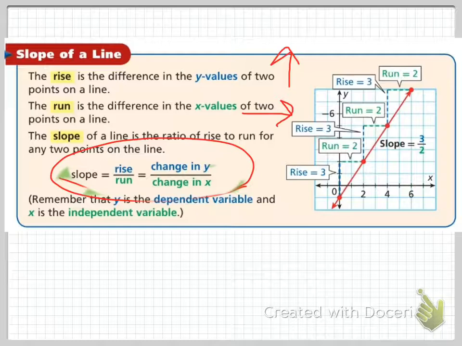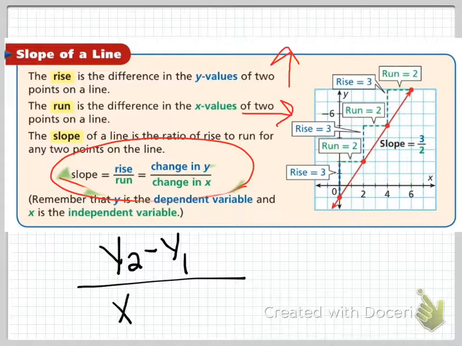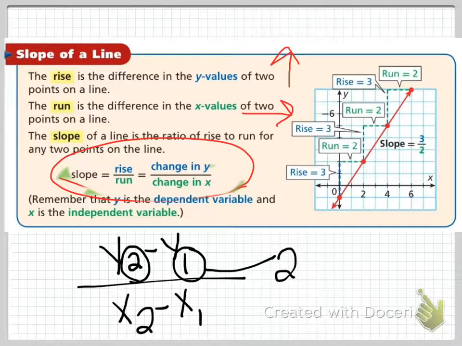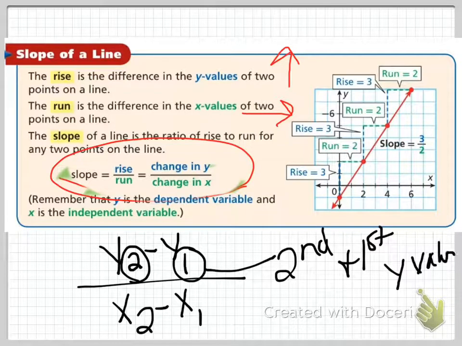Okay, another way to write slope, or at least the formula to do the math, would be y2 minus y1 over x2 minus x1, where these numbers represent the second and the first y value. They don't have any sort of math value, they're just labels.